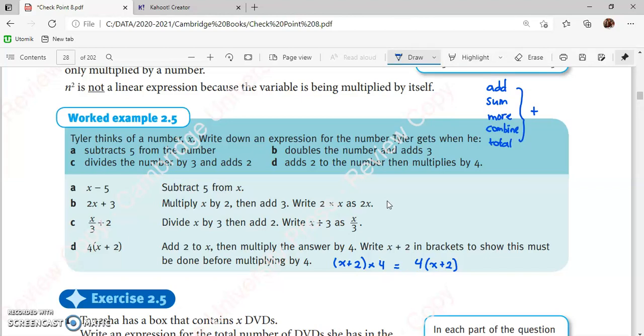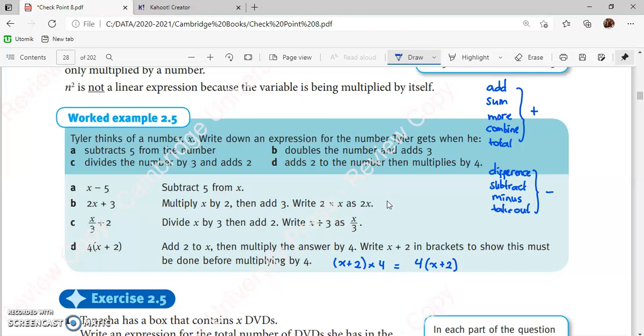And then if you have difference, and then subtract, minus, take out, so it's subtraction.